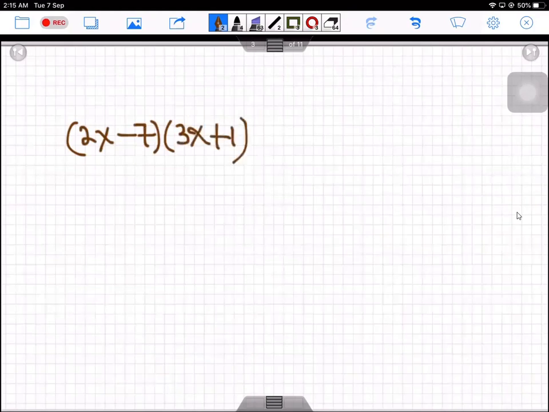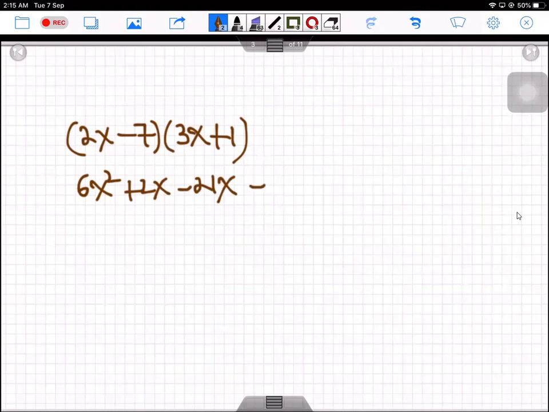So the expansion goes like this. First of all, 2x will be multiplied by 3x. Then 2x will be multiplied by 1. Then minus 7 will be multiplied by 3x, and minus 7 will be multiplied by 1. Let's go step by step. 2x times 3x is 6x squared, and 2x times 1 is positive 2x. Minus 7 times 3x is minus 21x, and minus 7 times 1 is minus 7.